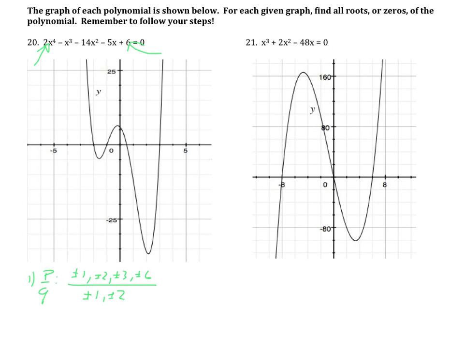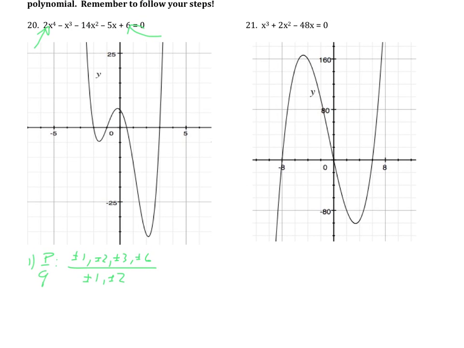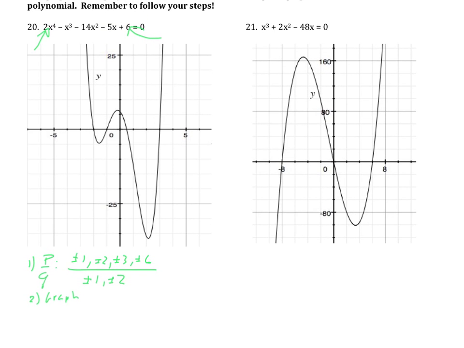We don't know yet. We just know that for a fact it has to be there. Step 2 is going to involve graphing. So step 2 has already been done for you. Lucky you. Step 3 is to begin checking for these zeros to see if they work.